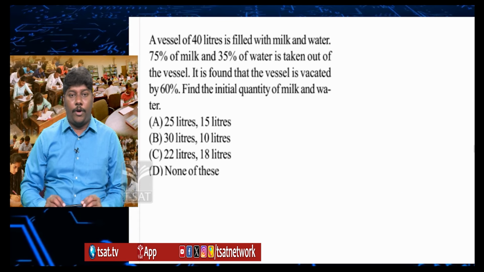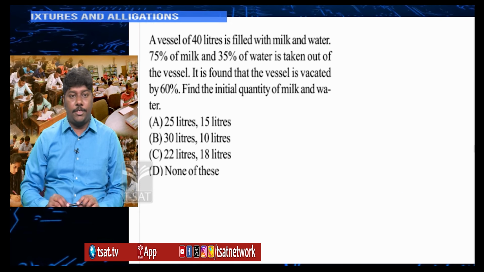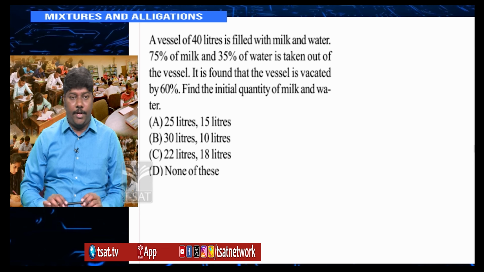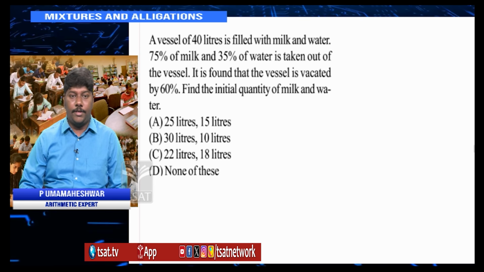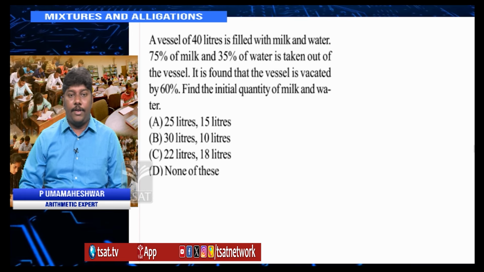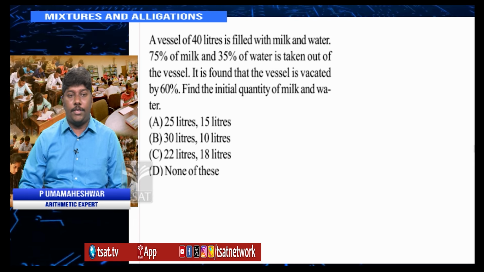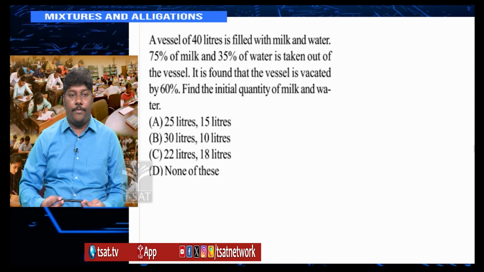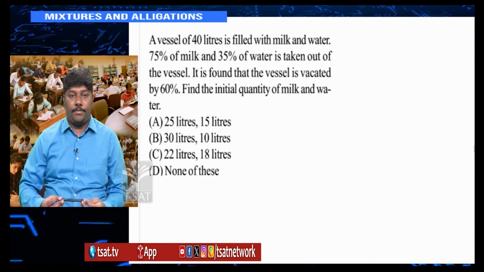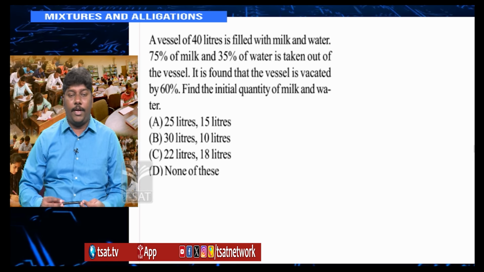A vessel of 40 liters, this is purely percentages, but still it is related to mixtures and alligations only. A vessel of 40 liters is filled with milk and water. 75% of milk and 35% of water is taken out of the vessel. It is found that the vessel is vacated by 60%. So find the initial quantity of milk and water.